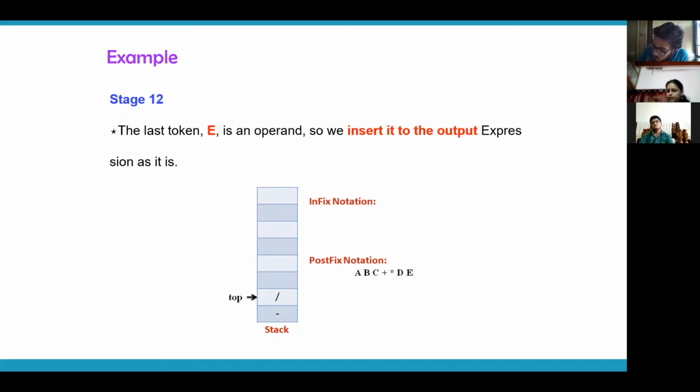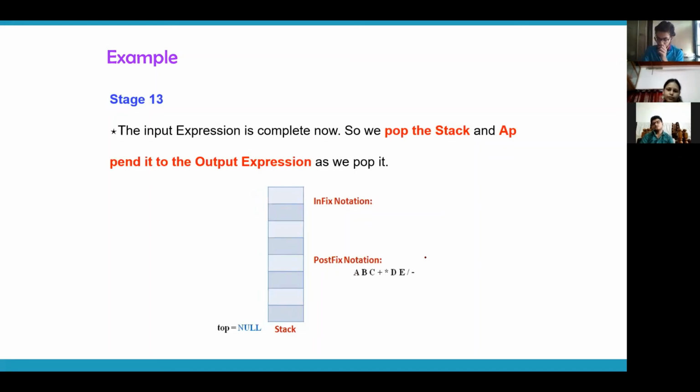Scanning is complete, but still 2 items are left in the stack, so what do we do? You will pop them and append them to the output. So what will happen? First division will come here, followed by minus. So your expression will look like this. The infix expression that was given to you now looks like this. So that's how you convert an infix notation to a postfix notation, or an infix expression to a postfix expression.